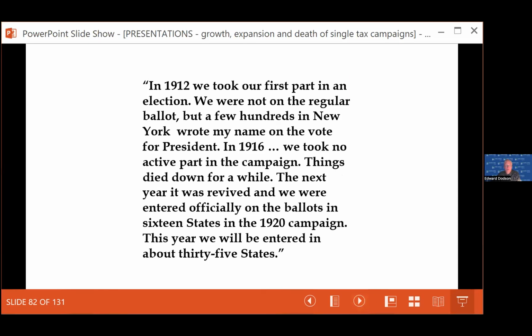And he continues. In 1912, we took our first part in an election. We were not on the regular ballot, but a few hundreds in New York wrote my name on the vote for president. In 1916, we took no active part in the campaign. Things died down for a while. The next year, it was revived, and we were entered officially on the ballots in 16 states in the 1920 campaign. This year, we will be entered in about 35 states.